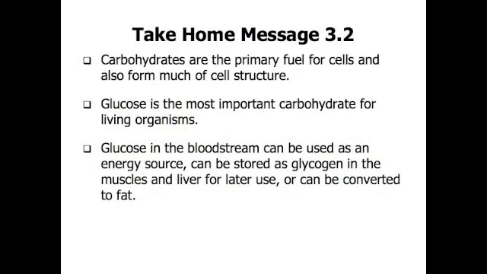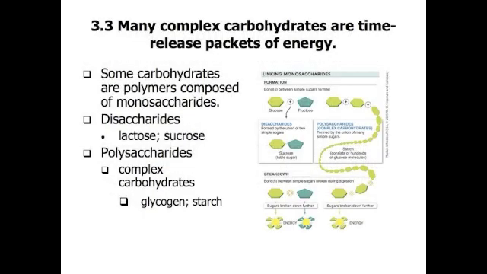It also can be stored as glycogen in the muscles and the liver for later use, or it can also be converted into fat. Moving on, in contrast to the simple sugars, some carbohydrates contain more than one sugar unit or building block. That is, they are polymers of simple sugars bound together. A disaccharide forms when two simple sugars bond together. The joining of glucose and galactose, for example, makes the disaccharide lactose, which is the sugar found in milk.